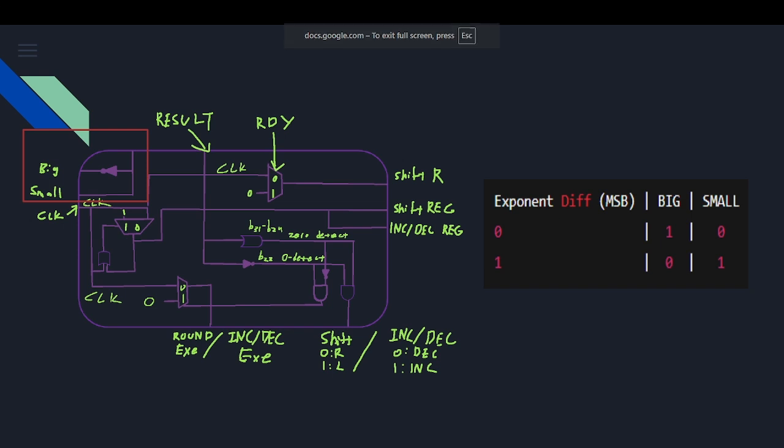So this part of the control hardware, and this is the truth table of that certain part. And this table decides which operand has the larger exponent. And if the MSB of the exponent difference is 0, that means operand A has the bigger exponent, so big becomes 1, and small becomes 0. And if the MSB is 1, operand B has a larger exponent, and big becomes 0 and small becomes 1. You just do the opposite.